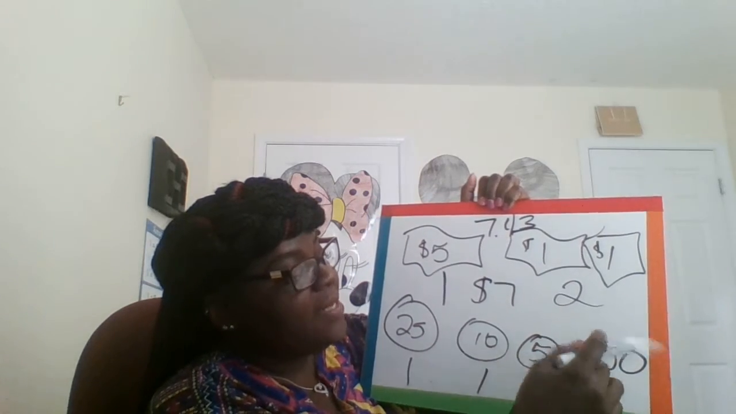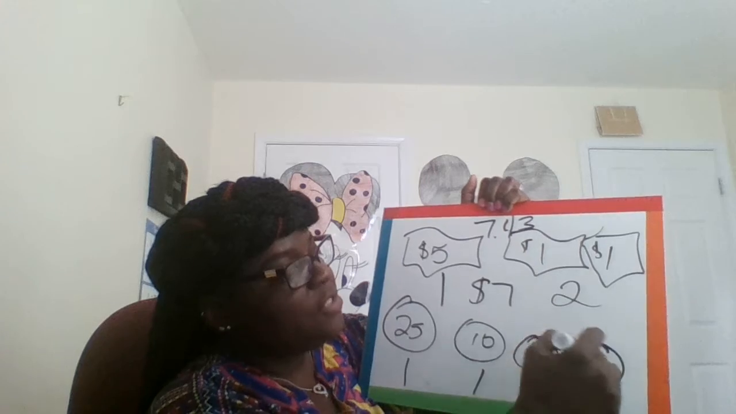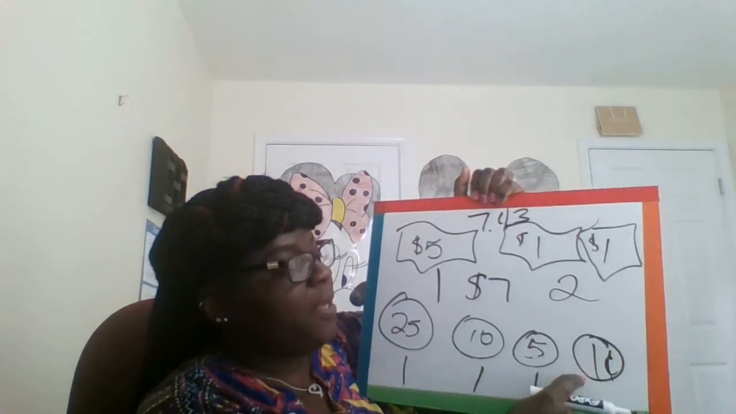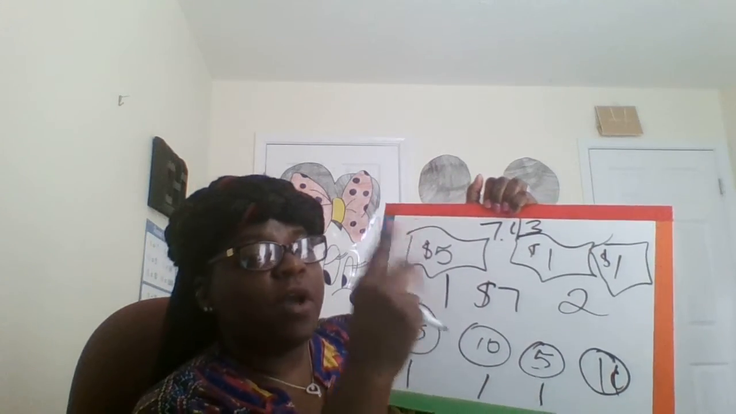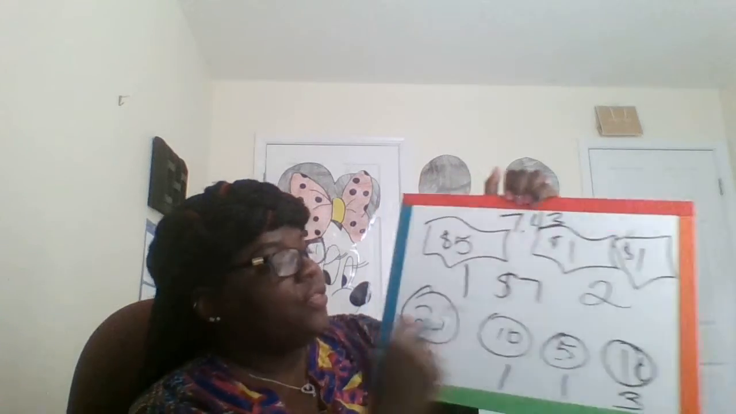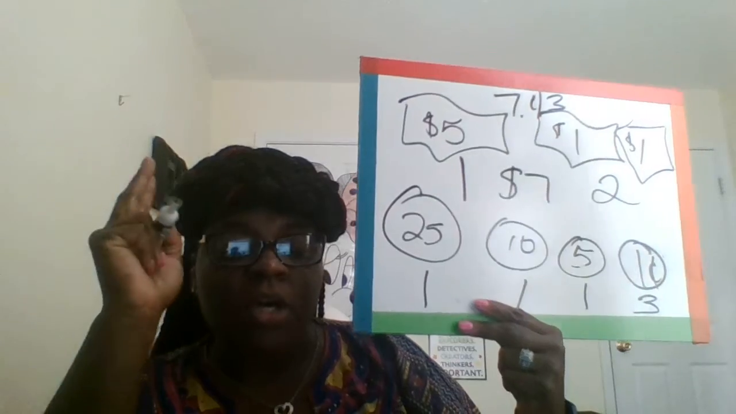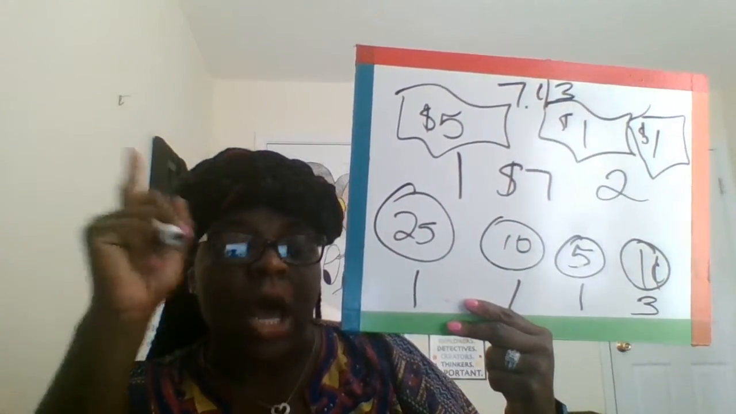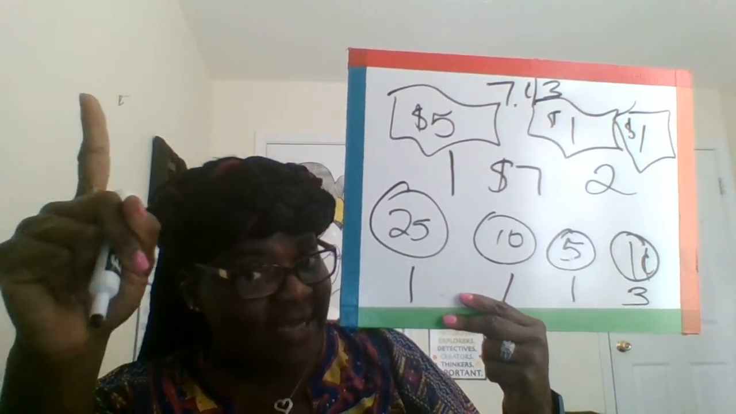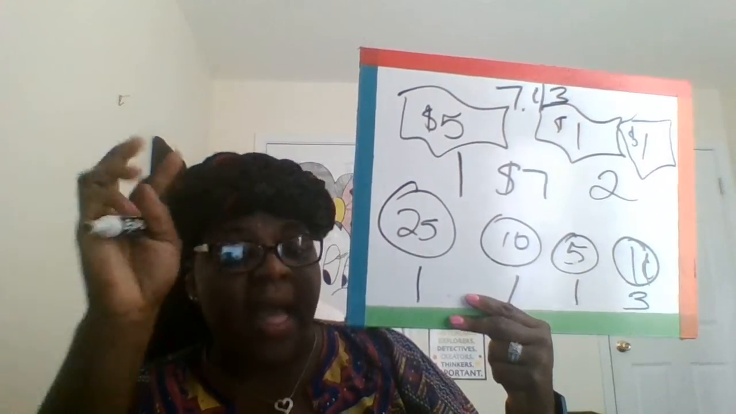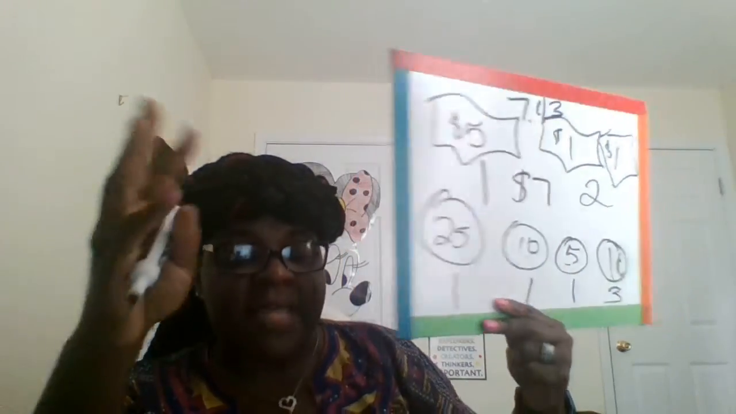So how many pennies do I need? Let's just make that 1 cent. How many of these pennies do I need? I have 40, 41, 42, 43. So I'm going to need 3. So I need 1 $5 bill, 2 dollar bills, 1 quarter, 1 dime, 1 nickel, and 3 pennies. That's going to give me $7.43. Always count your money as you're adding it together, okay?